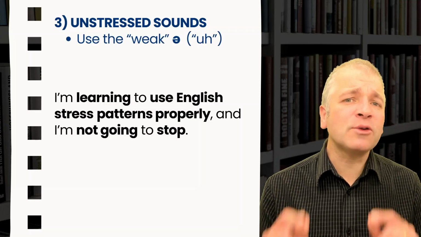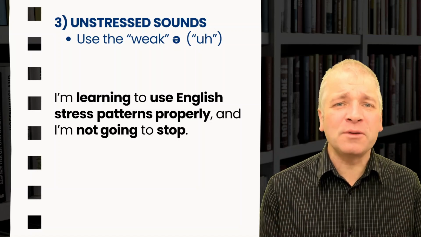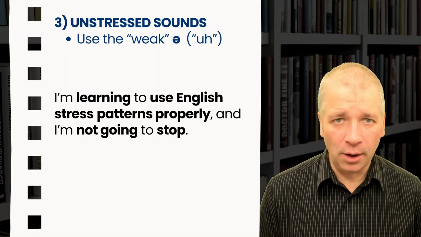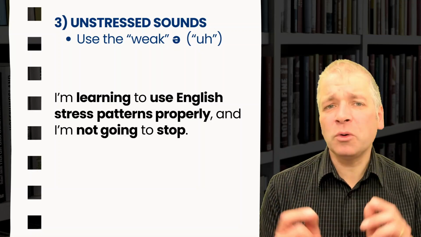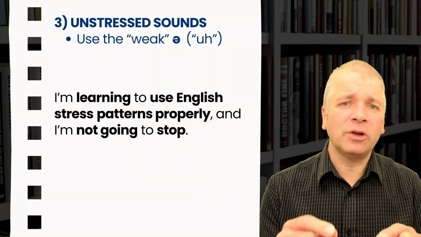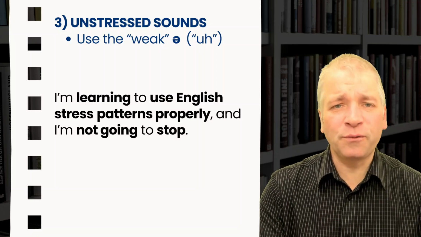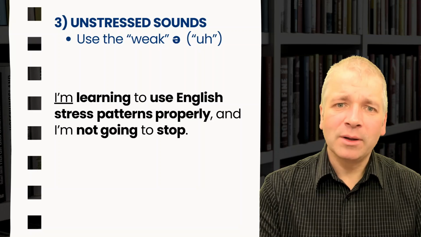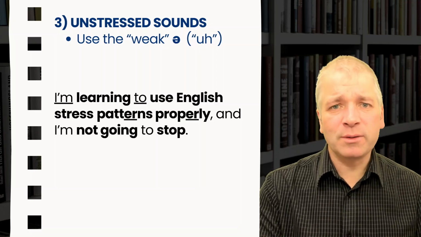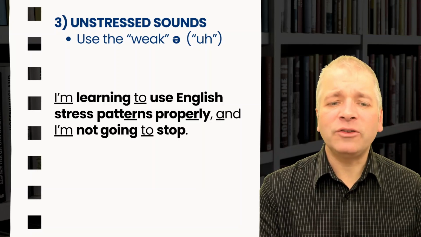Usually we try to weaken the unstressed sounds, and this often involves using this sound, the schwa. It's simply this. It's the most neutral basic sound you can make, and we try to use this sound to show that a sound is weakened. In this sentence, the following sounds are weakened. I'm, to, and. There's the unstressed syllables in patterns and properly, and, I'm, and then to again.